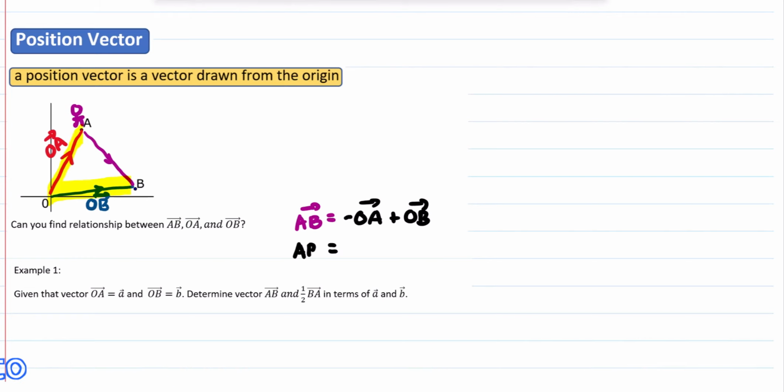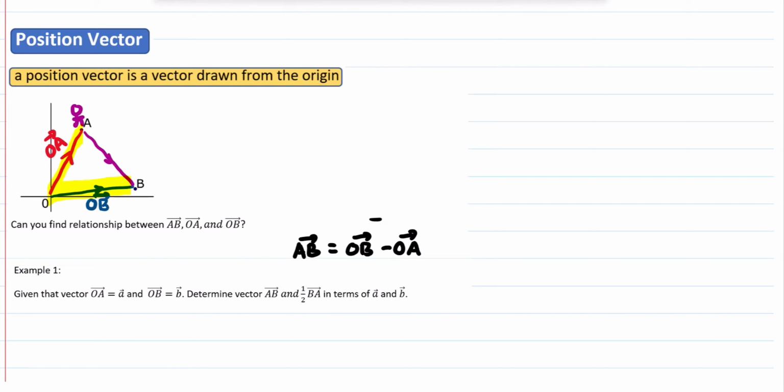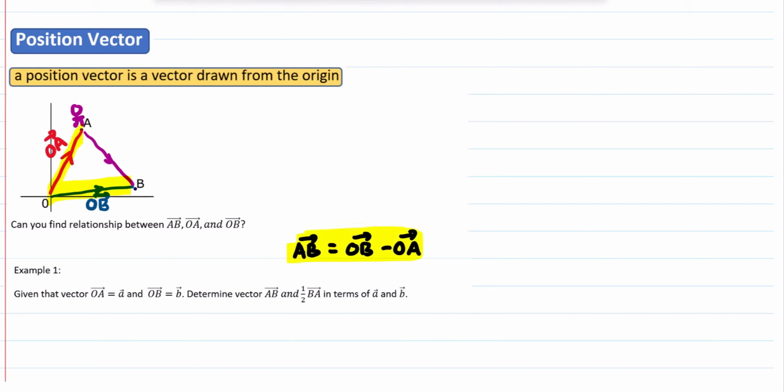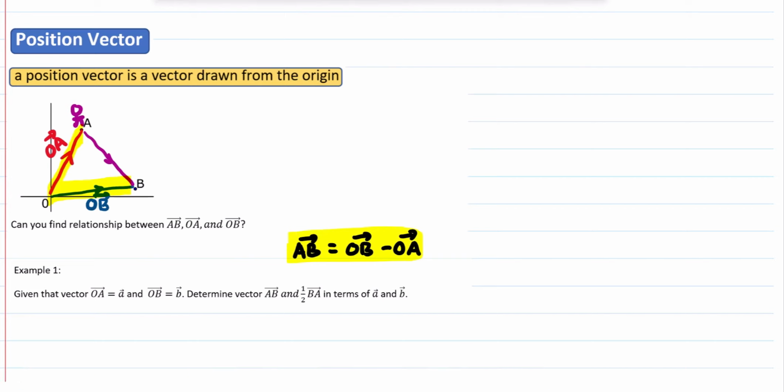So in this experiment, you will have the formula of AB related to the position vectors of B and A: OB minus OA, like that. So this is the formula of vector AB related to the position vectors of the points. I think you have to memorize this because this formula will help you a lot.